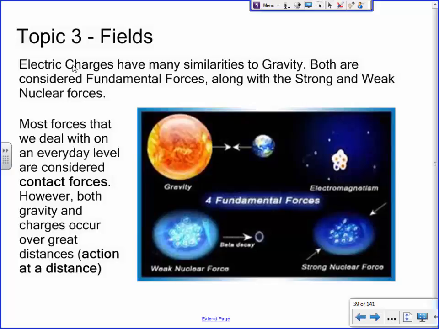Now, everything possesses one type of field for sure that we've already talked about. Gravity, right? Everything has a gravitational field. I have a gravitational field, my keys do, all of you do. However, our gravitational fields are very weak.